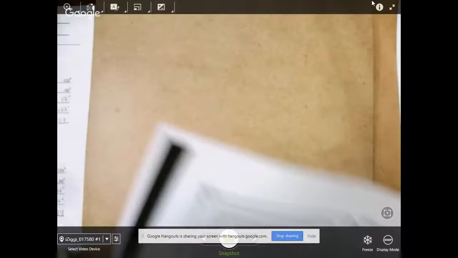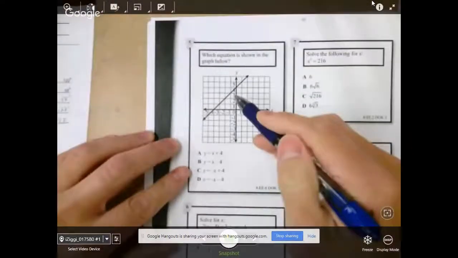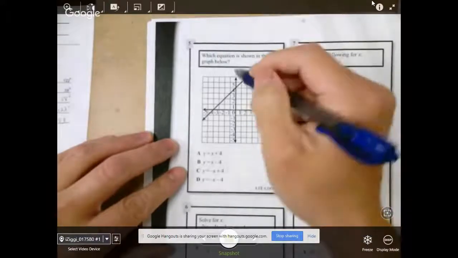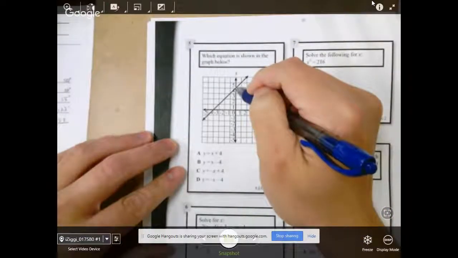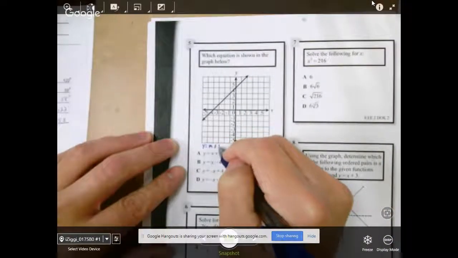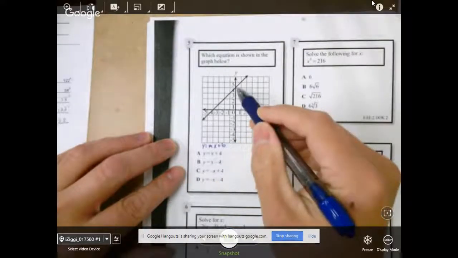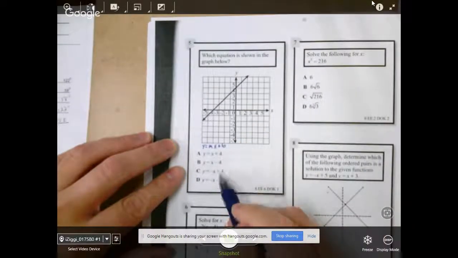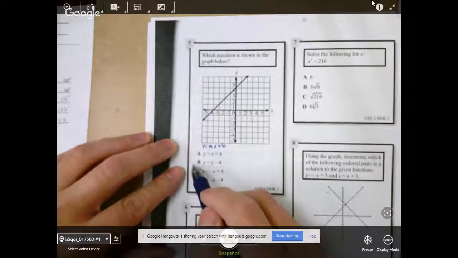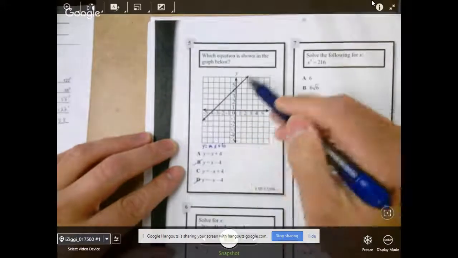All right, so for this one, the y-intercept looks to be a positive 4. So these are all y equals mx plus b equations. This is negative 4 y-intercept. So I know it's not going to be b, and I know it's not going to be d. The slope, left to right, that line's going up, so the slope has to be positive. The only one with a positive slope is a.